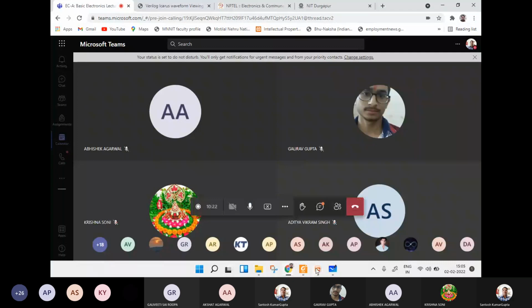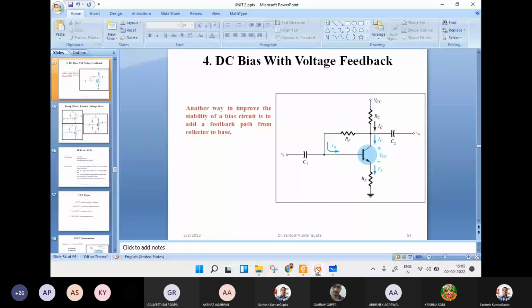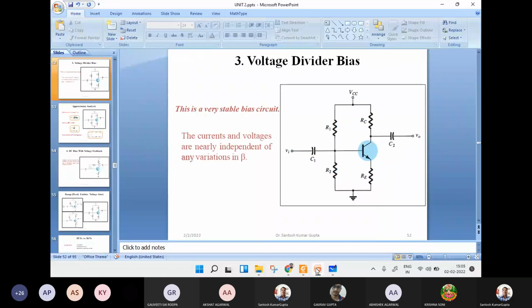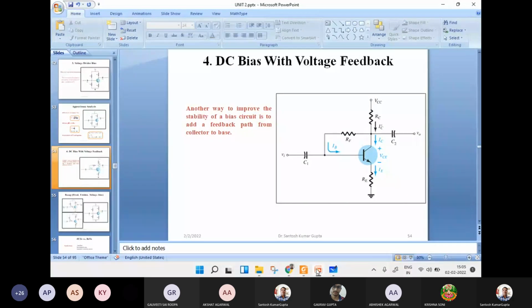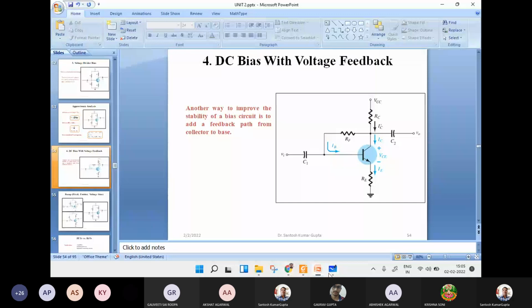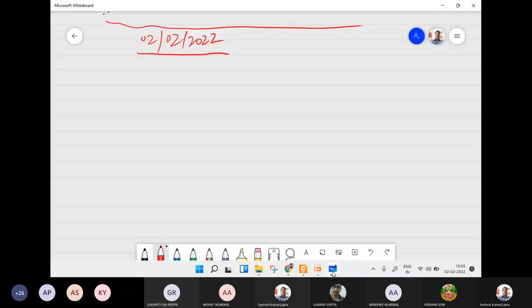In the last lecture, we discussed the voltage divider biasing of BJT, and it was left as a homework assignment for you to look at how we can do the analysis of a voltage feedback DC biasing. So I hope that most of you have been done with this, but quickly let us look at how we can analyze this particular circuit.